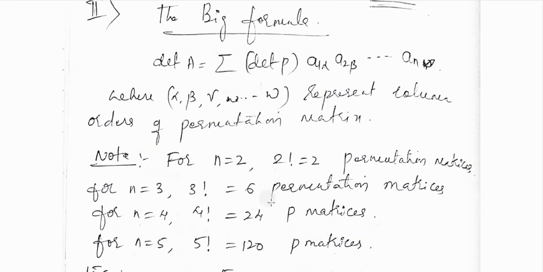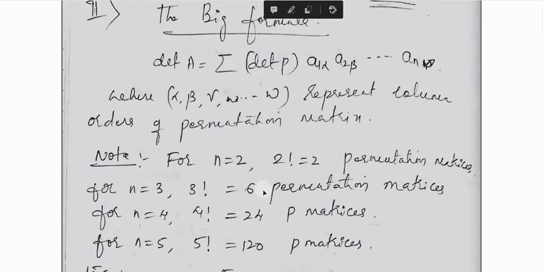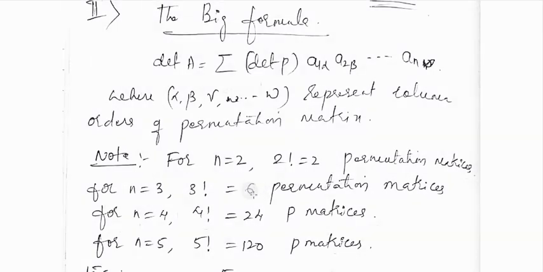So here the ones will take positions in different ways. In how many ways? 6 ways, 24 ways, 120 ways respectively.